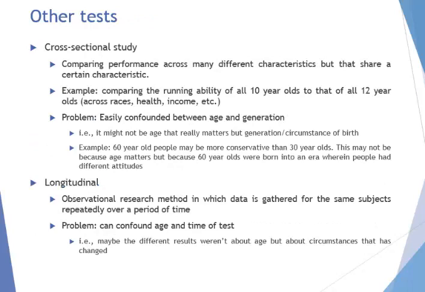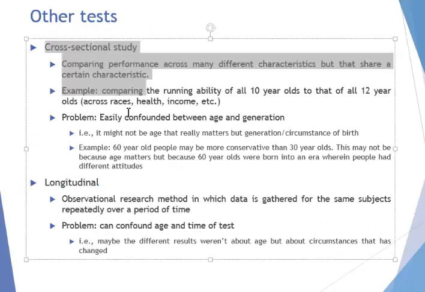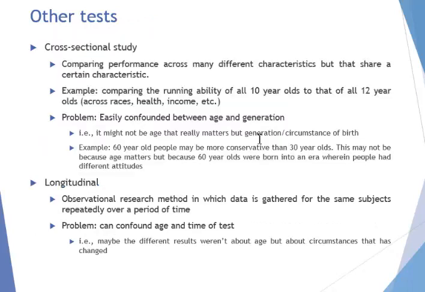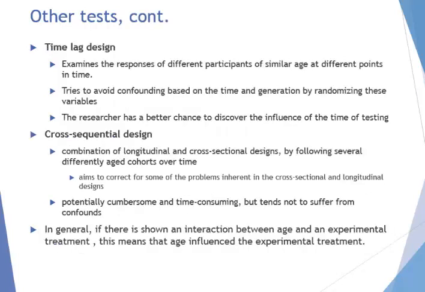Again, it tries to take the benefits of the cross-sectional study without the confounding that eras tend to do. Then you've got the cross-sequential design, which is a combination of longitudinal and cross-sectional designs by following many differently aged cohorts over time. In other words, you're kind of doing both. You're doing a longitudinal and a cross-sectional design by having several different people, but starting at different ages.